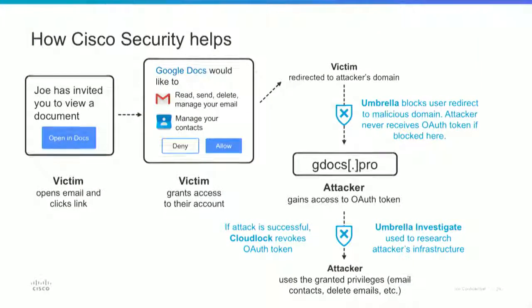So in the case of the attack, where Joe had invited someone to open a document, if the victim was redirected to the attacker's domain, Umbrella would have blocked that redirect, because we can predict various things, and I'm sure you've seen various demonstrations about that. But if the attack is successful, Cloudlock revokes the OAuth token, then Umbrella Investigate helps the researchers find out more about that infrastructure and maybe provide more blocks or better reporting.